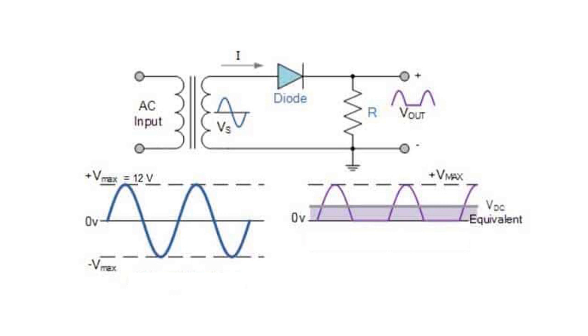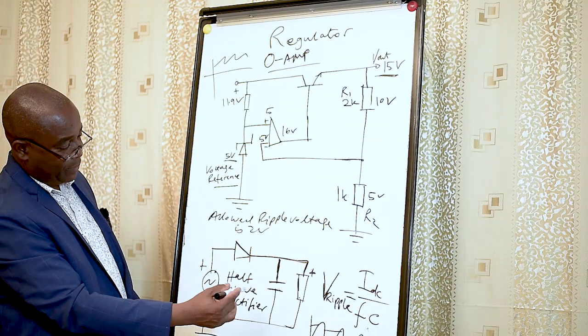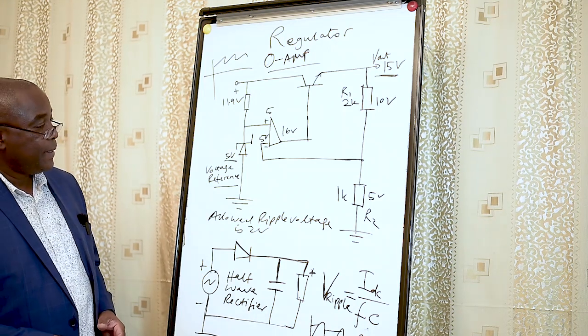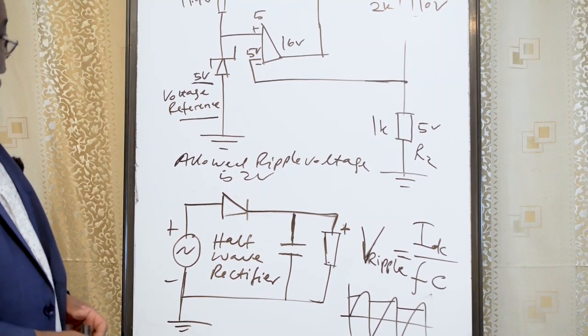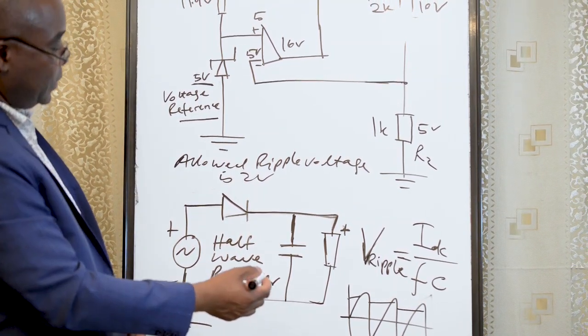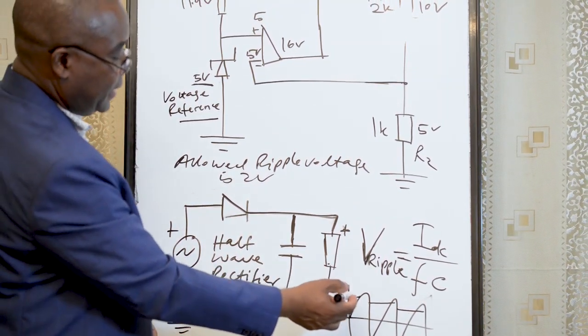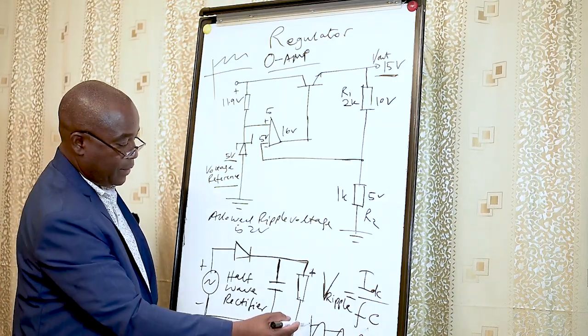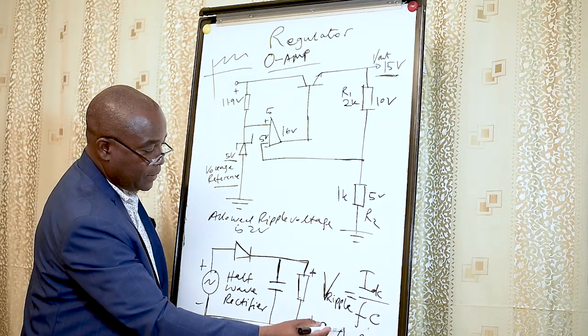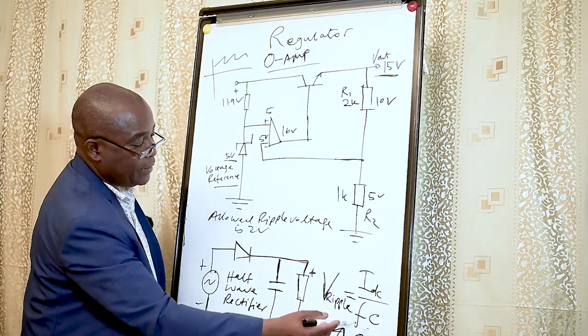Again, let's just take a look at the half-wave rectifier, a simple circuit of a half-wave rectifier. In a half-wave rectifier, what you will see here is ripples, like that one. This is the ripple voltage. This is a ripple, and the formula is this one.